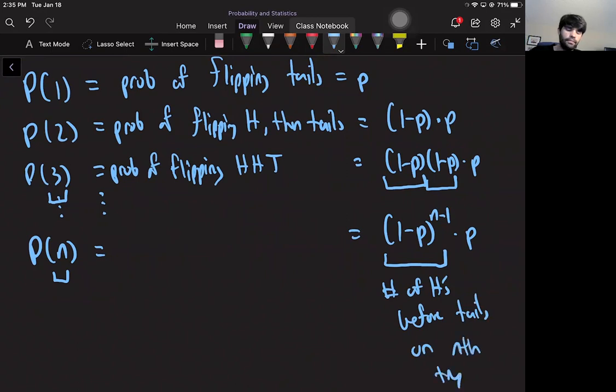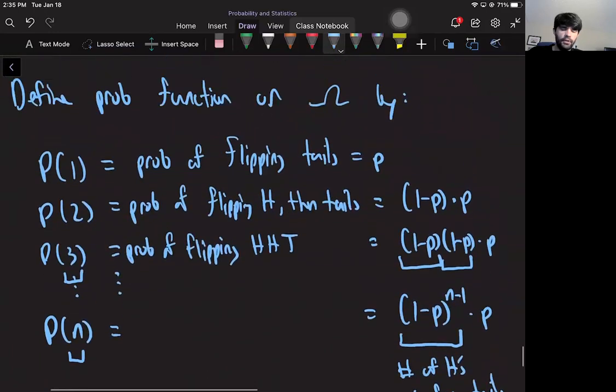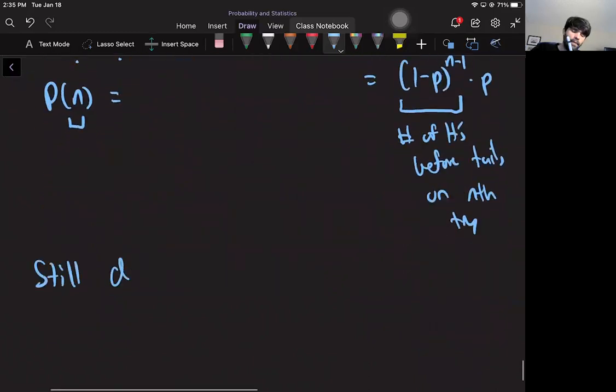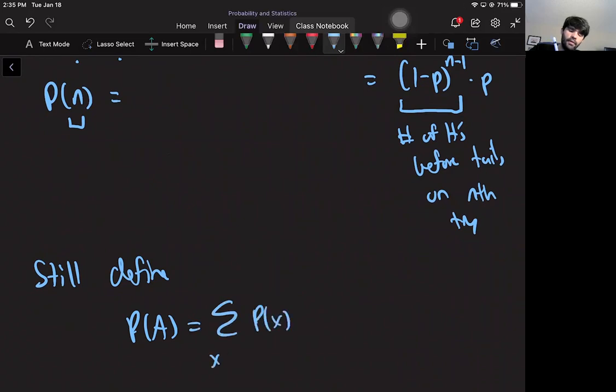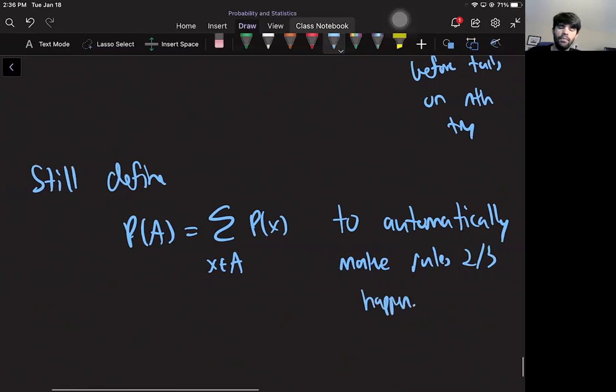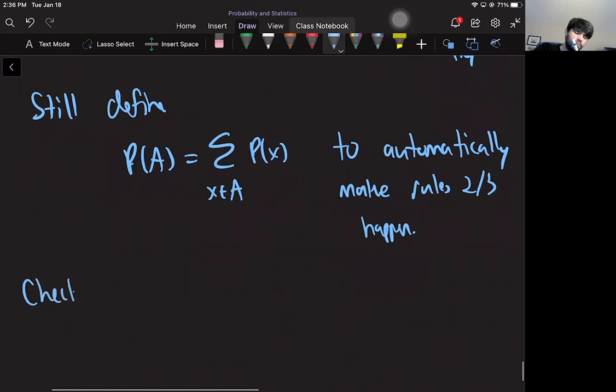Okay, so this defines my probability function for this sample space. And then we still define P of A for any event A as just adding up the probability of the outcomes in A. And then this will automatically make the new rule 2 and rule 3 happen, just like it did before. So the only thing to check is actually that the total probability will be 1.